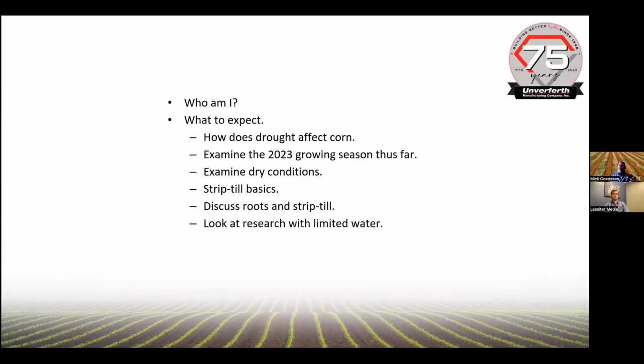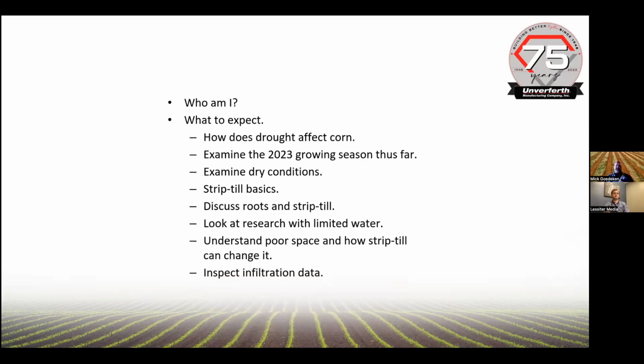You think about limiting water, where can we do that? In the Western Corn Belt, we've had the opportunity because we're always short on rainfall. So we can do research and actually limit water and see what happens. And then we'll understand pore space and how strip till can change it. And from there, we'll inspect some infiltration data. We don't have much.